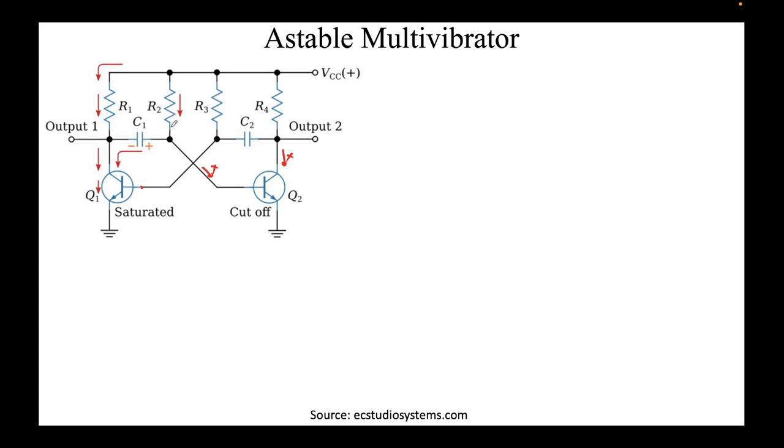Okay, and this capacitor will keep on getting charged. Initially I told you it was uncharged, right? And this is sitting at zero. What's going to happen is that the potential at this node will keep on rising: 0.1 volts, 0.2 volts, 0.3 volts.